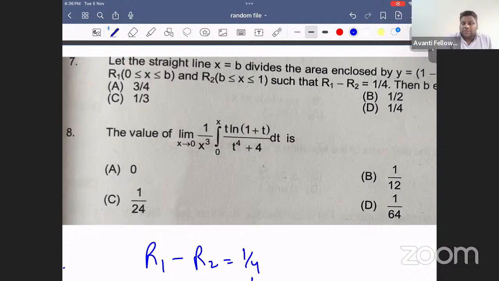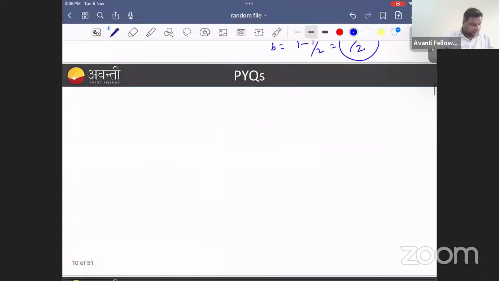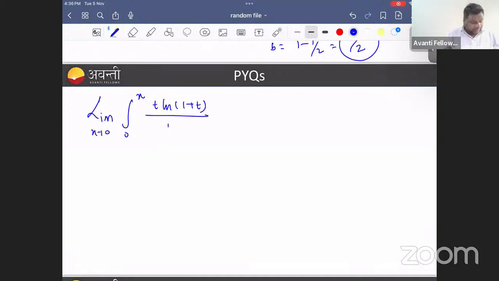Now, nobody has been able to do it as of now. See, the question is I equals to, this is basically they're asking you to follow the limits. Limit x approaches to 0, integration 0 to x, t ln 1 plus t upon t to the power plus 4 upon x cube.